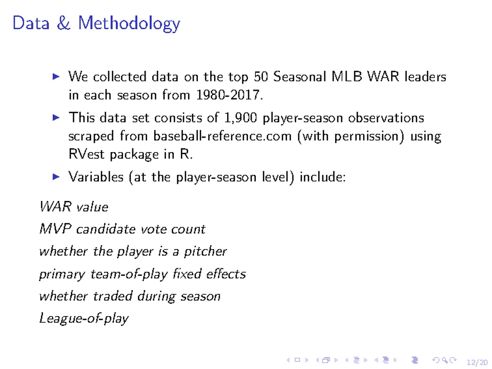So we've collected data on the top 50 seasonal MLB WAR leaders in each season from 1980 to 2017. This data set consists of 1,900 player season observations scraped from baseball-reference.com with permission from their CEO, Sean Forman, using our vest package in R. Variables at the player season level include WAR value, MVP candidate vote count and voting points, whether the player is a pitcher, primary team of play fixed effects, whether the player has been traded during the season, and also league of play.